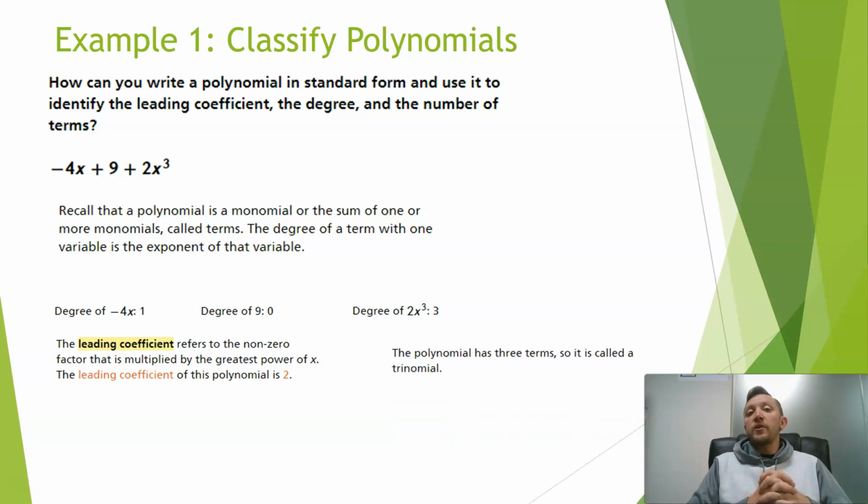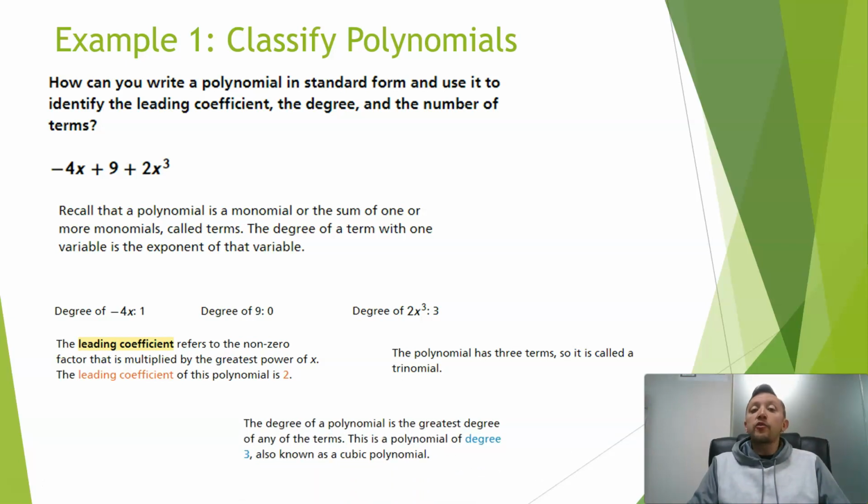So again, this polynomial has three terms, so it would be called what we call a trinomial. If you think about a tricycle has three wheels, a trinomial has three terms. So we name a trinomial based on the number of terms it has. So a binomial would have two terms, like a bicycle has two wheels.